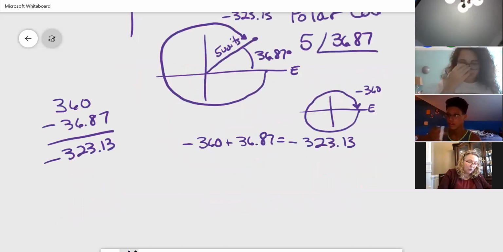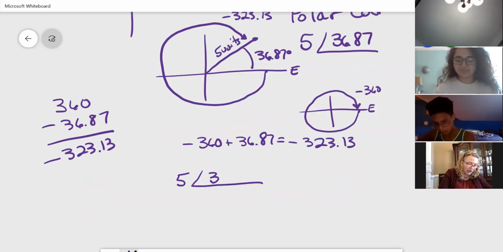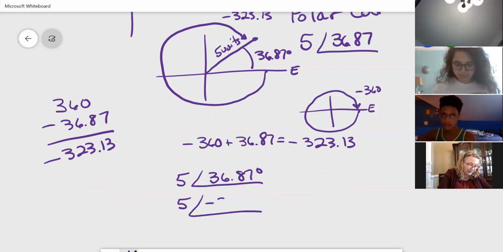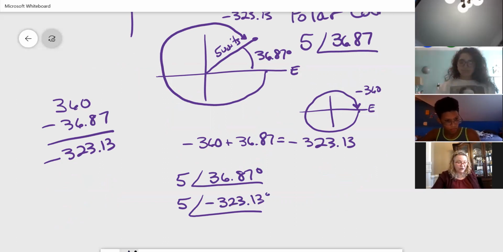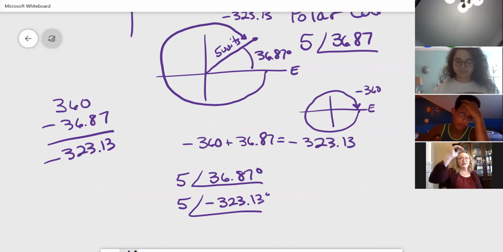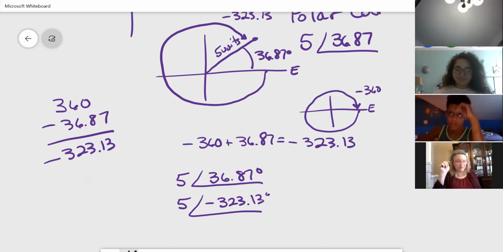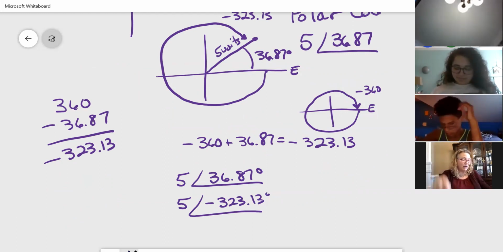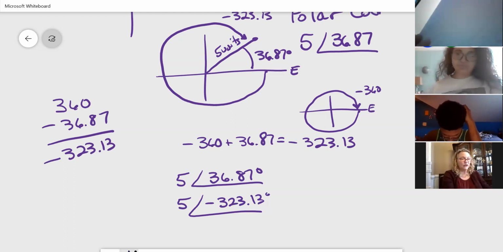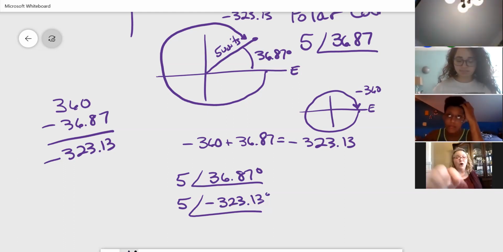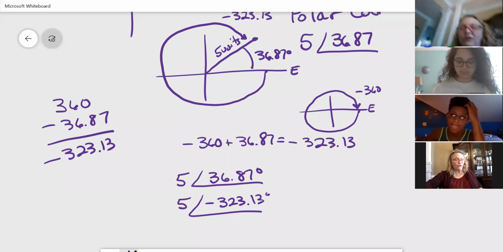All right, so this point up here can be written as either 5, 36.87 degrees or 5, negative 323.13 degrees. Okay, those are the same point. It's just which way you're looking at it, whether you're looking at it as we're east and we're going north, that's going to be a positive, or if we're east and we head south, that's going to be negative. Okay, so for the positive, you're going counterclockwise. For the negative, you're going clockwise. Okay, and that is all that she wrote. That is all that you guys have for this week.